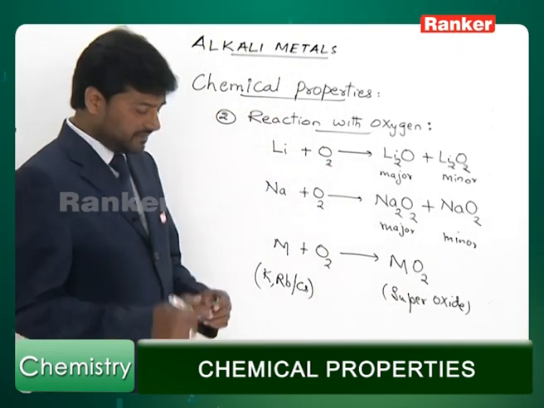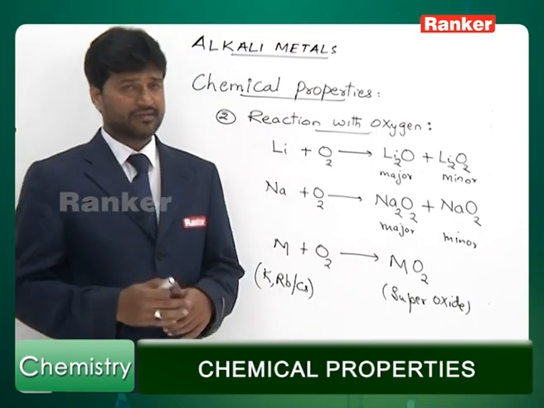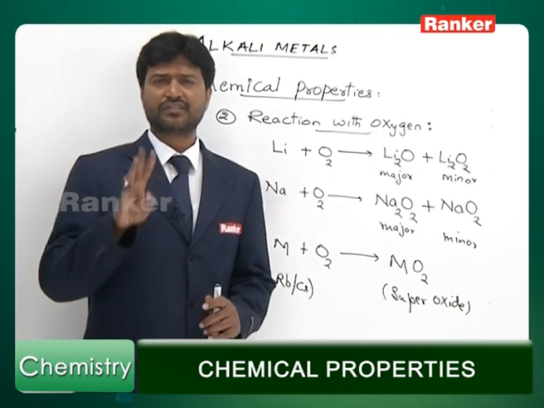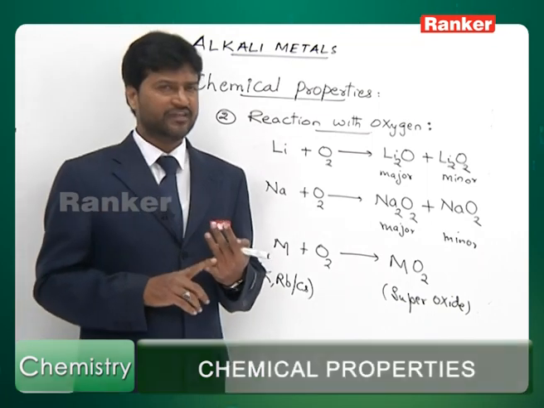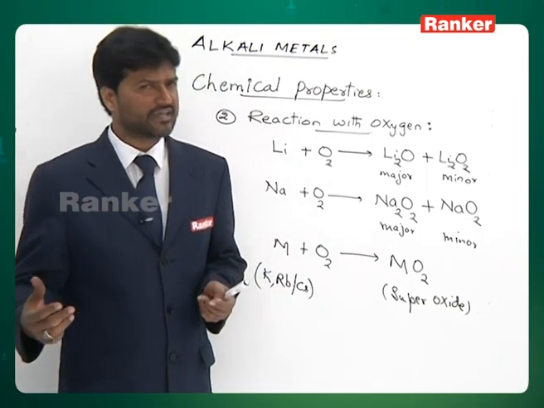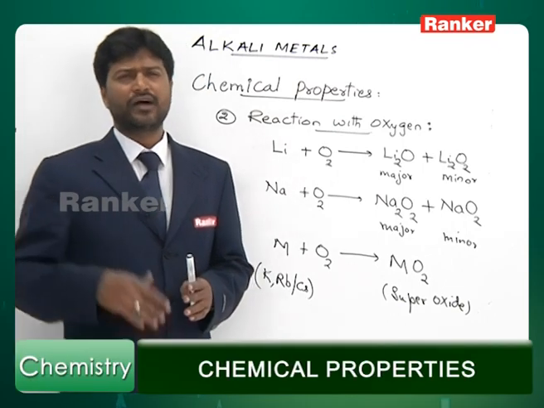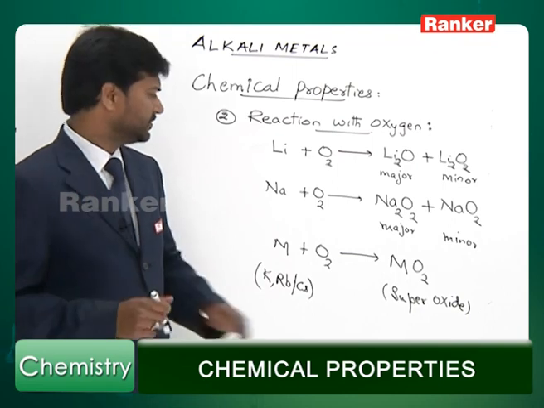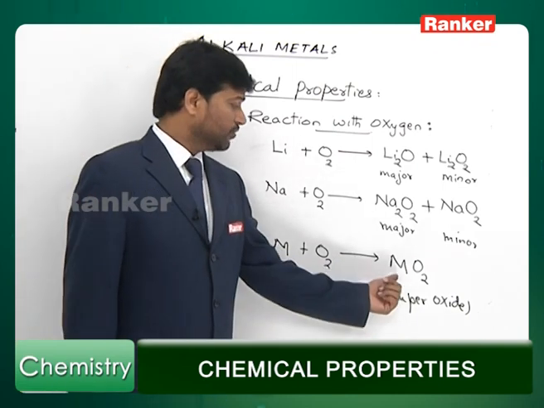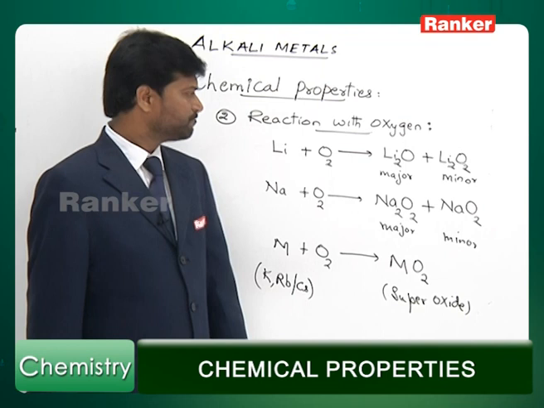So, we can put it like this: there are 3 possibilities. When alkali metal reacts with oxygen, you can think of 3 possible products. One is a normal oxide whose general formula is M2O, then you have peroxide whose general formula is M2O2, and superoxide whose general formula is MO2. KO2 can be called as potassium superoxide.